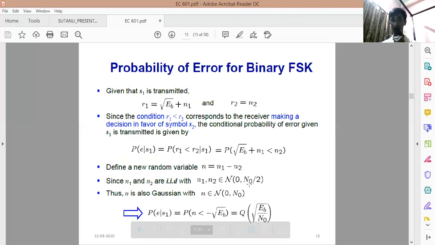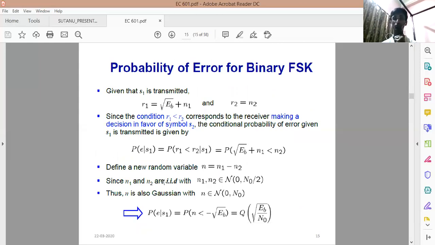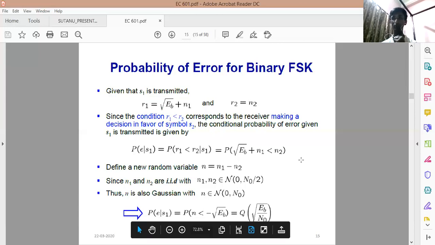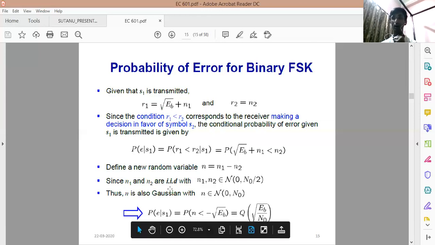This is the final probability of error, which is something different compared to BPSK. What is written over here? IID: independent and identically distributed. This is called IID. That means the distribution is the same everywhere, the same distribution around a certain particular point, and it is known as IID.